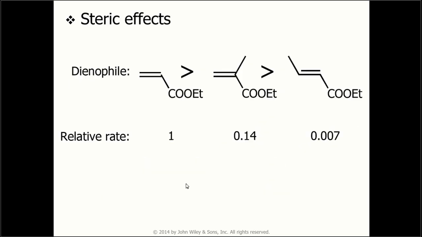Steric effects also play a role. So previously we were looking at electronic effects. We said that we wanted electron-rich dienes and electron-poor dienophiles. For steric effects, we want to minimize anything that's going to prevent the diene and the dienophile from approaching each other in the appropriate conformation. So for the dienophile, it's simple. The more bulk you put onto this molecule, the harder it is going to be for the reaction to occur. It's going to be harder and harder to get the diene and the dienophile to align in the correct geometry for the reaction to occur.